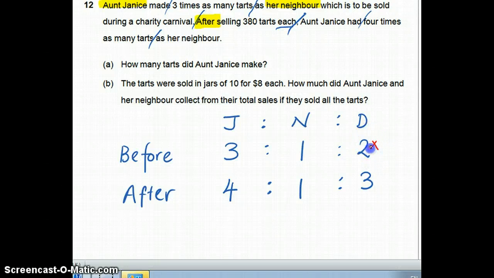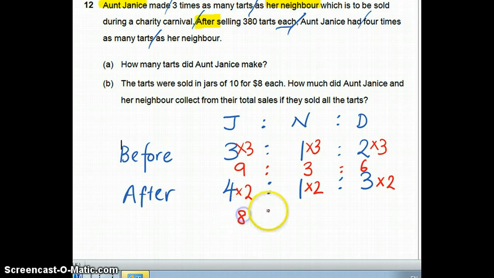How do I make 6? I would have to multiply 3 throughout here and multiply 2 in the after scenario. That will give me 9 is to 3 is to 6 for the before scenario, and 8 is to 2 is to 6. That will leave me with the same difference before and after.